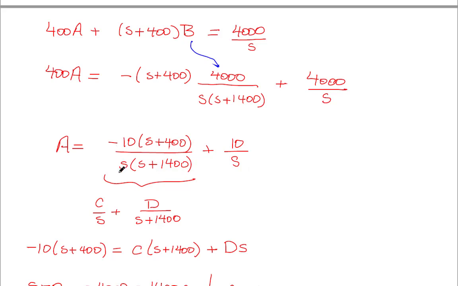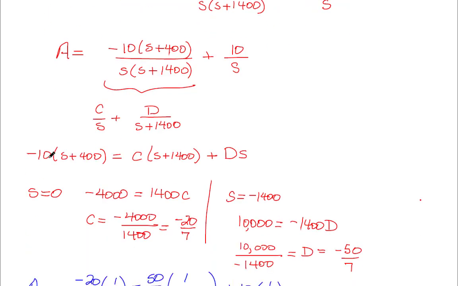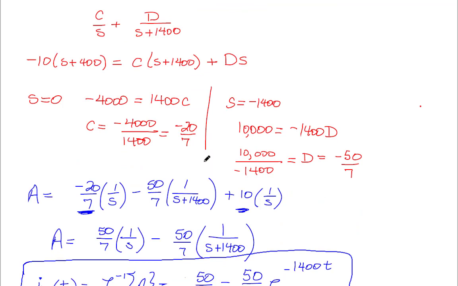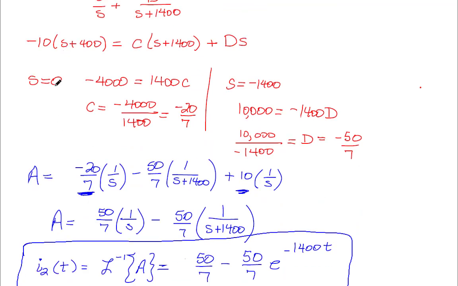First part, I need to split using partial fractions. We're using that often. So multiply through by this denominator. And again, I'm going to pick values for s: s is 0 and minus 1400 to give me C and D. In the first case, I get a minus 20 over 7. And in the second case, when s is minus 1400, I get a minus 50 over 7. All right, so fill in C and D.